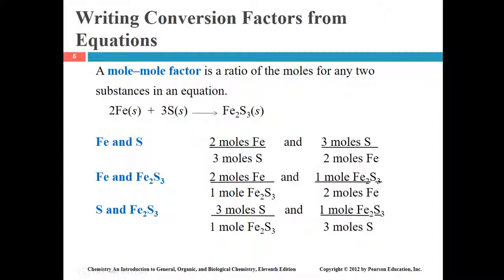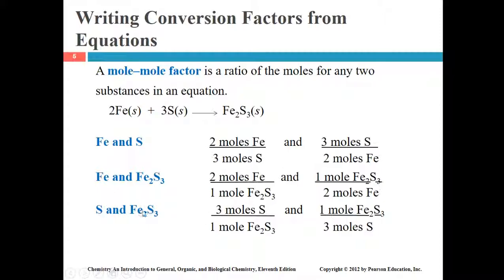So let's first realize that the relationship between our iron and our sulfur is that we have 2 moles of iron for every 3 moles of sulfur. We could have also written it as 3 moles of sulfur for every 2 moles of iron. The relationship for iron and iron(III) sulfide: for every 2 moles of iron, it is 1 mole of iron(III) sulfide. Or we could have reversed it and said 1 mole of iron(III) sulfide is 2 moles of iron. Notice we didn't just reverse the numbers, we reversed the entire unit factor. So 1 mole of iron(III) sulfide.